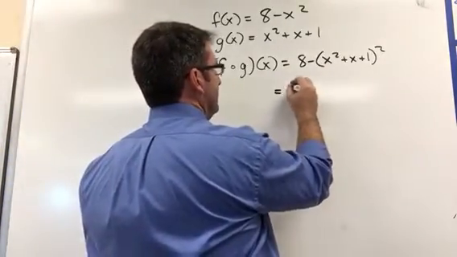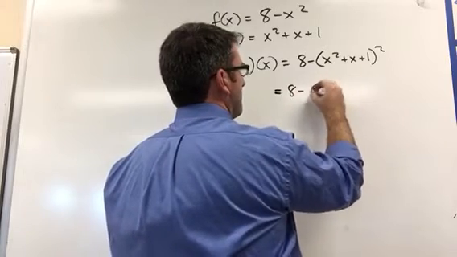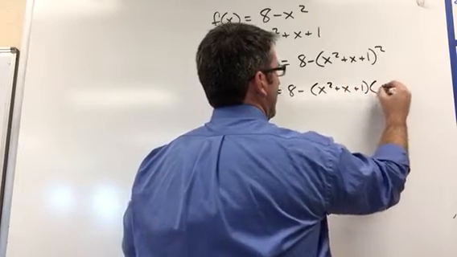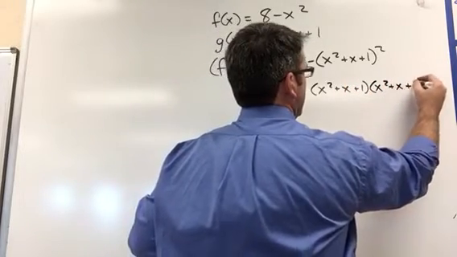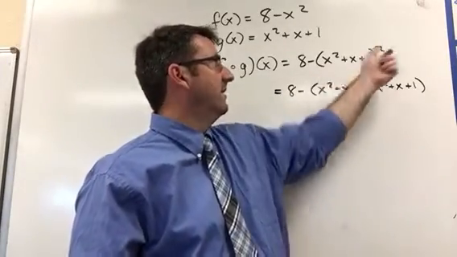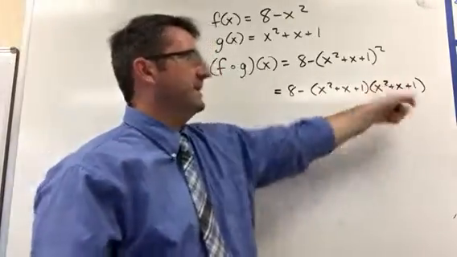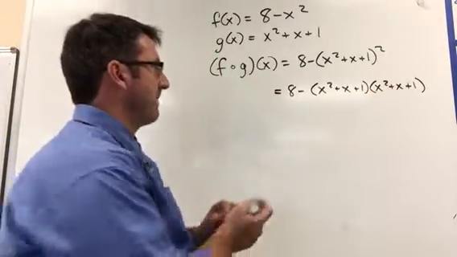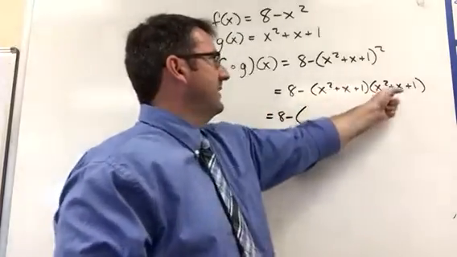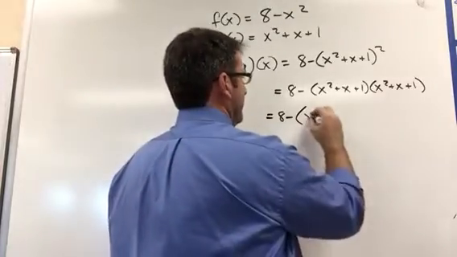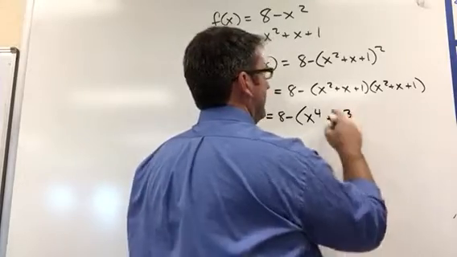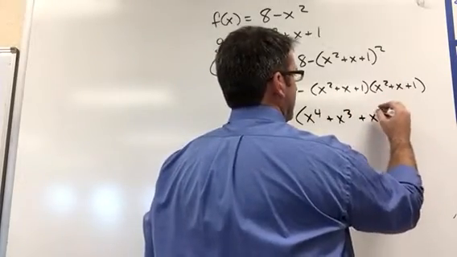So this is going to be equal to 8 minus x squared plus x plus 1 times x squared plus x plus 1. Let's write it that way. This is just another way of writing all of this squared. We'll write it like this so that we can distribute and do this multiplication. So this is 8 minus x squared times x squared is x to the 4th. X squared times x is x to the 3rd. X squared times 1 is x squared.